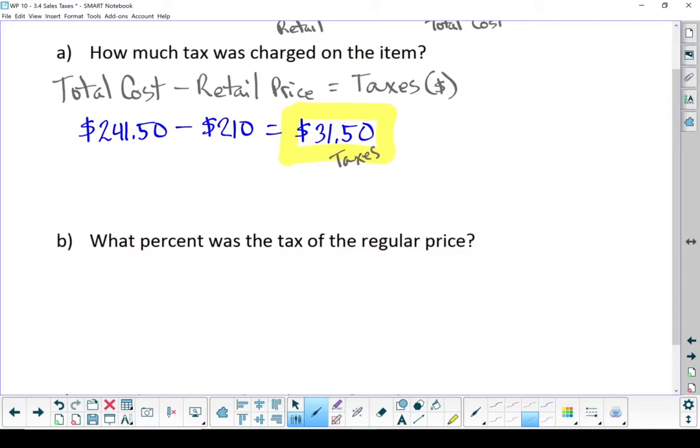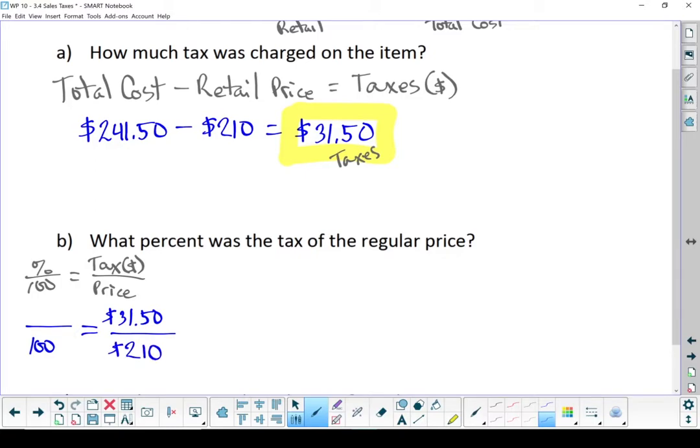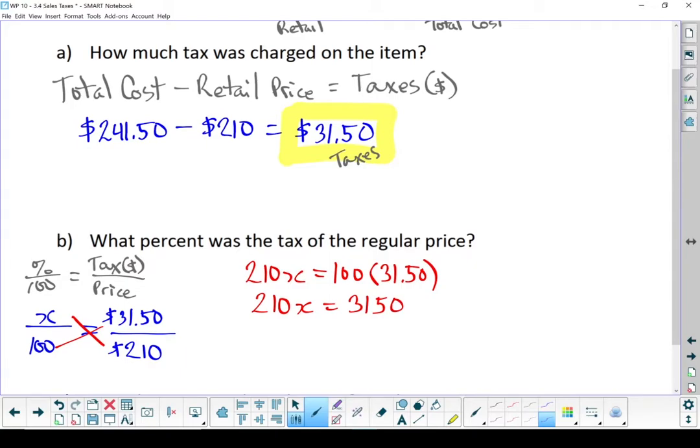So part B asks, what percent was the tax of the regular price? Well, this is a percent question. Let's go back to our percent proportion. Now let's put in what we know. I know how many dollars we paid in taxes, $31.50. I know the original retail price. What I don't know is what percent tax that is. I'm going to put an X there. Let's cross multiply. Divide both sides by 210. And I end up with 15. Now that's 15%. So on this item, 15% taxes were charged.